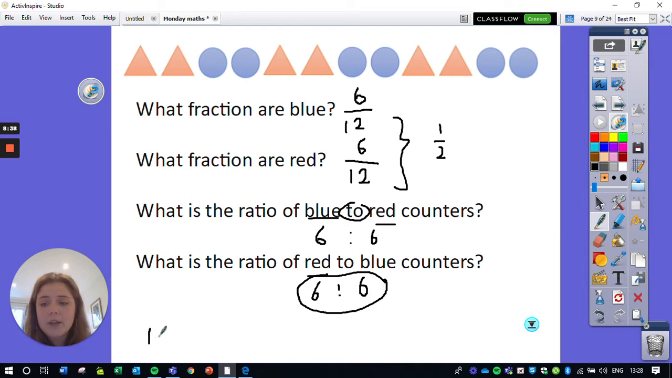Equally, if I had the ratio 1 to 1, that would mean 1 triangle for 1 circle, 1 triangle, 1 circle. That's half. 2 to 2, 3 to 3, 4 to 4. All of those would be equivalent to half of the shapes being that colour.